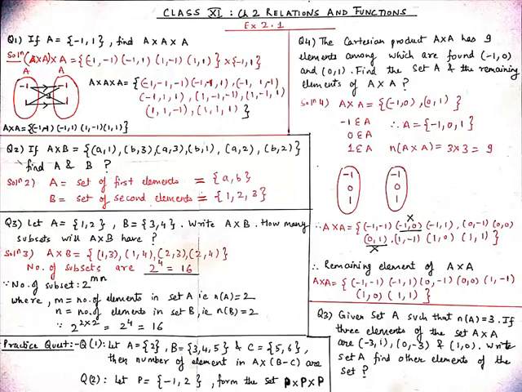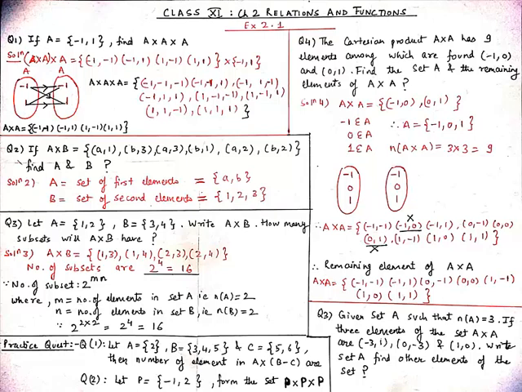Today in this video, we will be doing some questions based on exercise 2.1 of our chapter 2, Relations and Functions. So our first question for today is, if A is equal to {-1, 1}, then find A cross A cross A. As I told you in the last video about how to find the Cartesian product of two sets, in this type of question, first we will find A cross A.